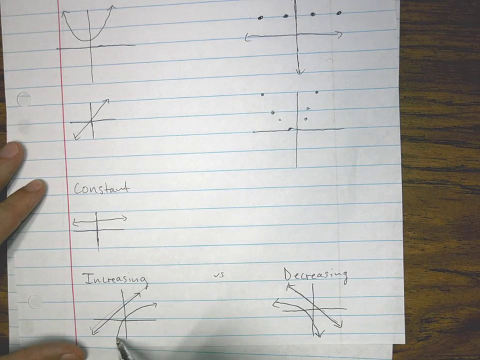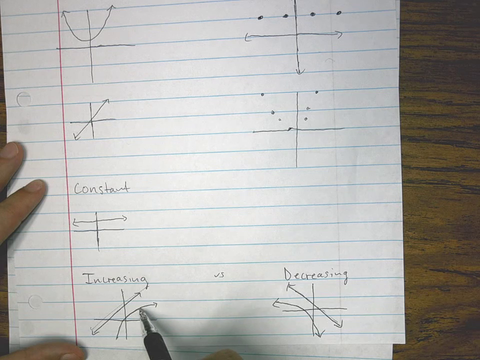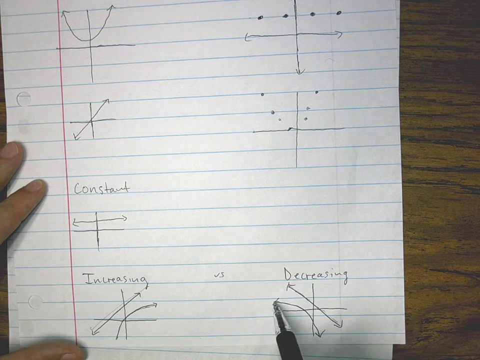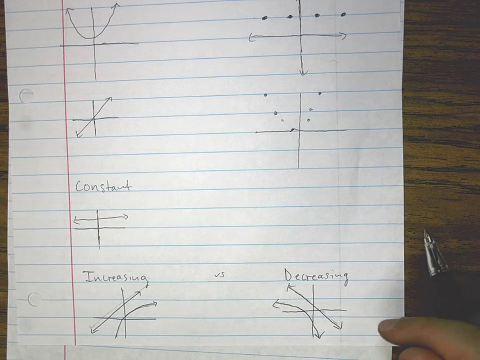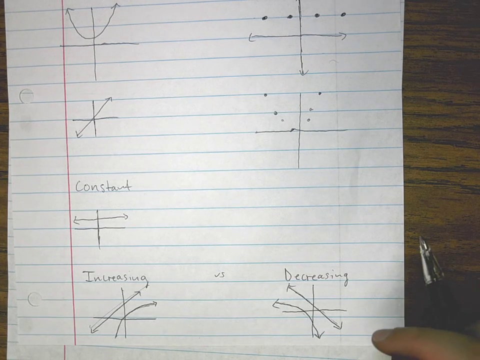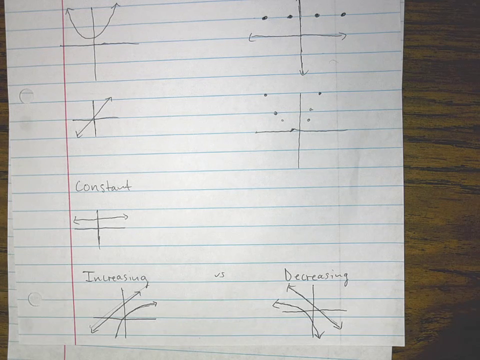So again, from left to right, your pen's moving up the paper, even though it's not moving as fast up the paper. Whereas for decreasing from left to right, it moves down the paper. So that's increasing versus decreasing. And that's all you need for 0.1.